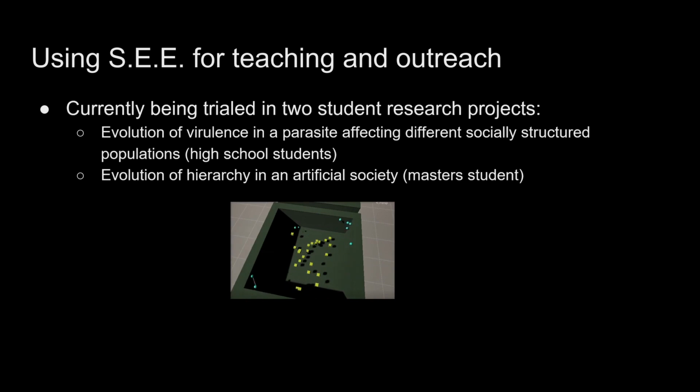Speaking of which, we're excited to say that we are already trialing C in 2 student research projects. The first, with 3 high school students, is on the evolution of virulence in a parasite affecting populations with different levels of social connectedness, a highly topical problem. And the second, with a master's student, is on the evolution of hierarchy in an artificial society. This clip you're seeing here, with agents connected to each other in food-sharing networks, is from her work, just this week.